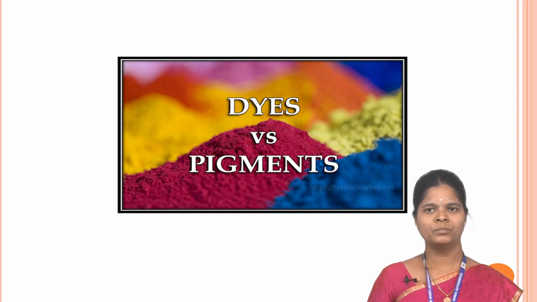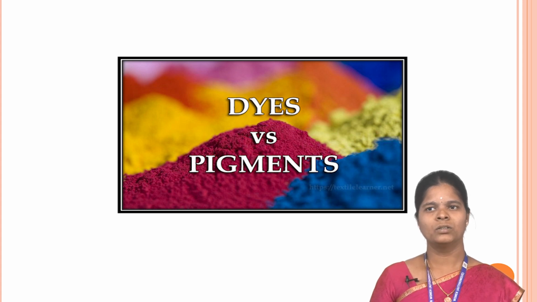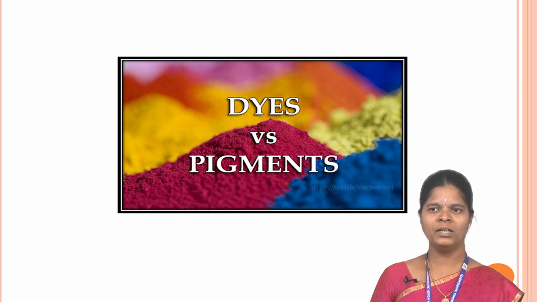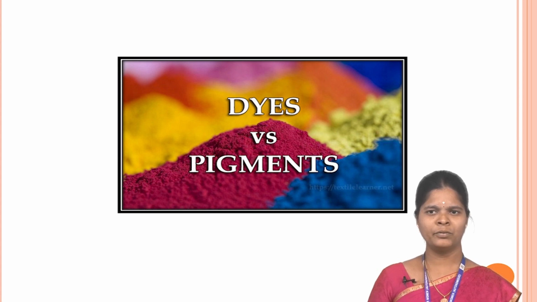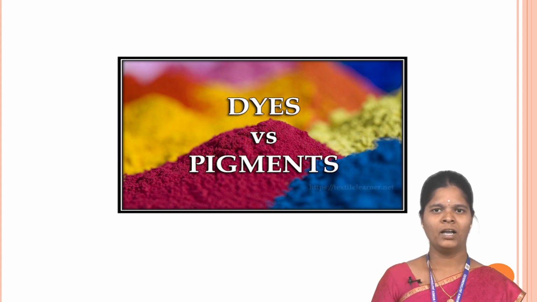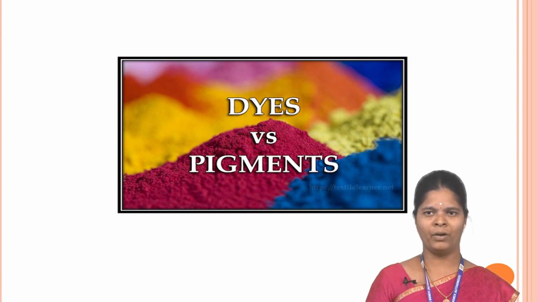Binding agents are not required for dyes, but binding agents are required for pigments. Dyes diffuse into the fabric, and pigments are deposited on the fabric.